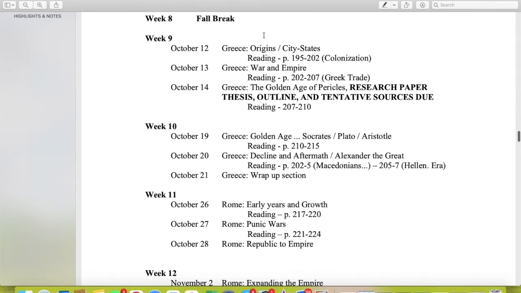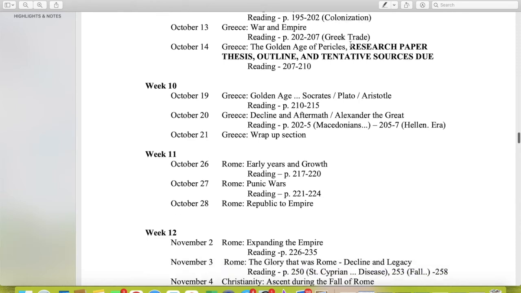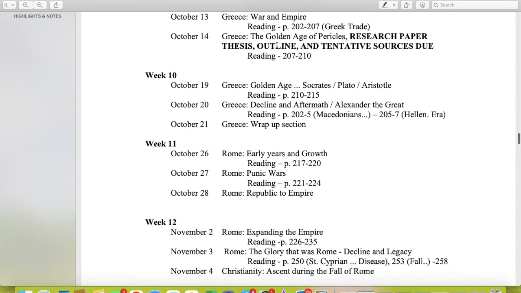Then we have fall break. Come back from fall break and we get into Greece for looks like 2 weeks here. Okay, so we have the city-states, war and empire, the golden age, and research paper thesis, outline, and tentative sources due.